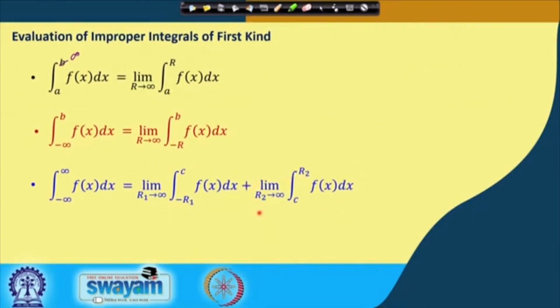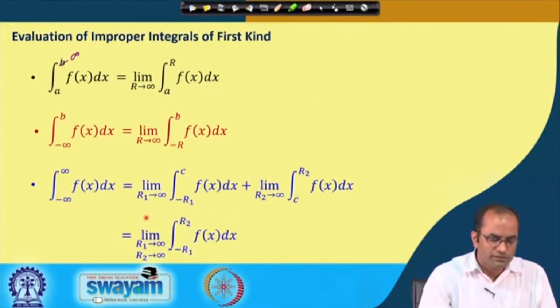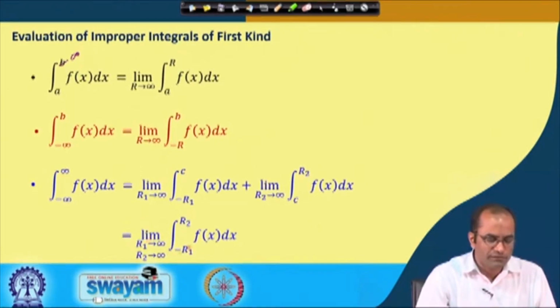So, again we have this integral from minus infinity to plus infinity, and if these limits on the right hand side exist, then we say this integral is convergent, otherwise it is a divergent integral or the integral does not exist. Or we can combine these two, like limit r1 to infinity, r2 to infinity, of the integral from minus r1 to r2 of f(x) dx, this is the same.